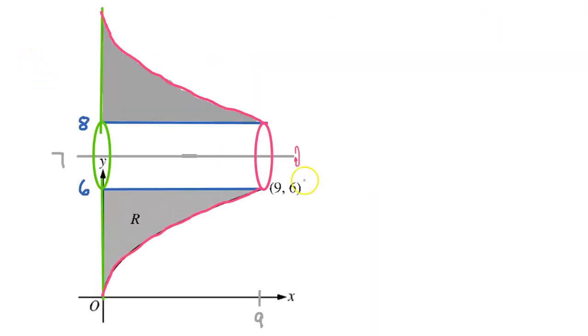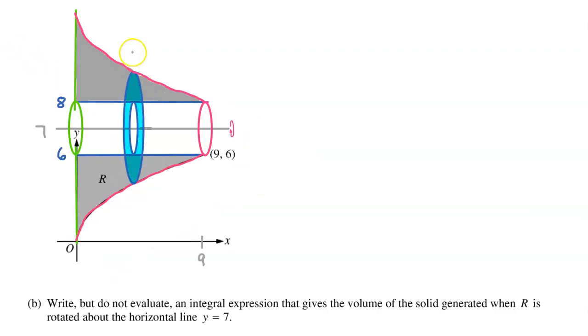Part B. Write but do not evaluate an integral expression that gives the volume of the solid generated when R is rotated about the horizontal line y equals 7. When you rotate region R around the line y equals 7, you get a solid that's a little bit like a sideways volcano with this tunnel going through the center of it. If you take a slice of the solid, it forms a washer, a disc with a hole in it.